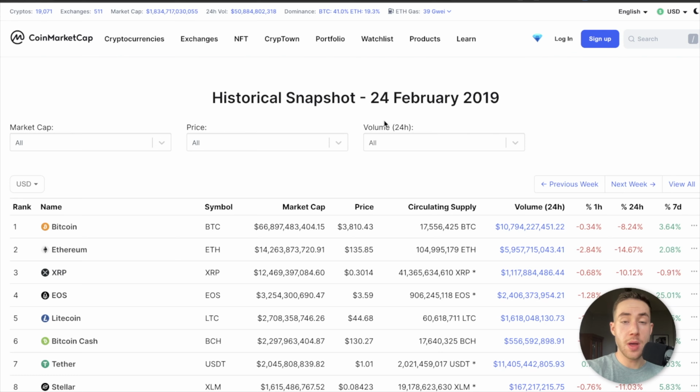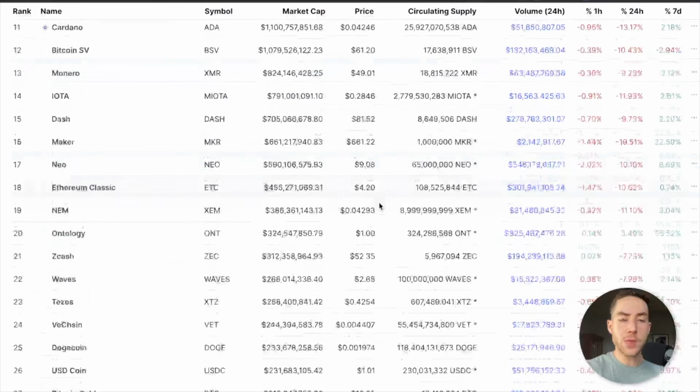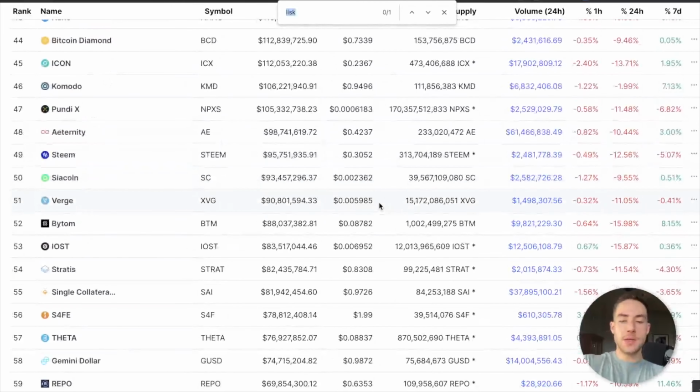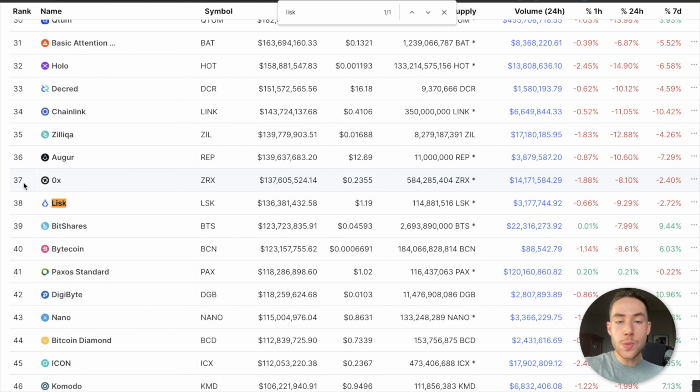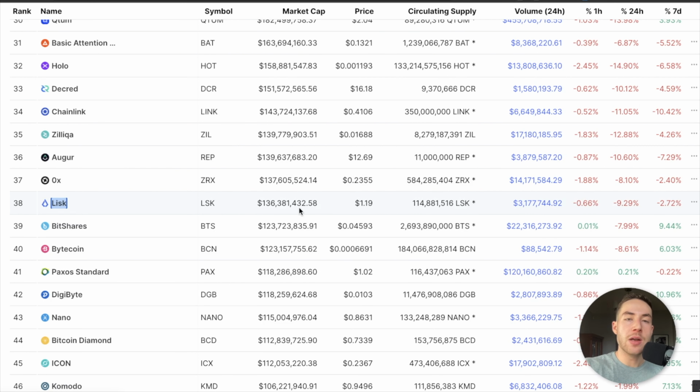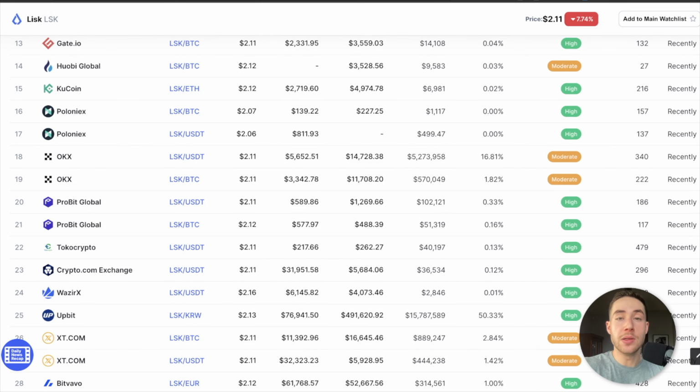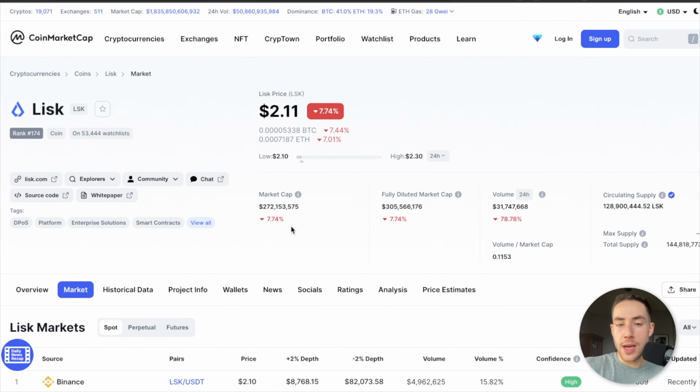If we take a look at a historical snapshot on February 24th of 2019, if we can actually find Lisk here, you can see that it was ranked at the 39th spot when taking a look at total market cap. Back then, it had a market cap of around $136 million, which really isn't a whole lot nowadays when we're taking a look at market caps. And right now, it has a market cap of $272 million.